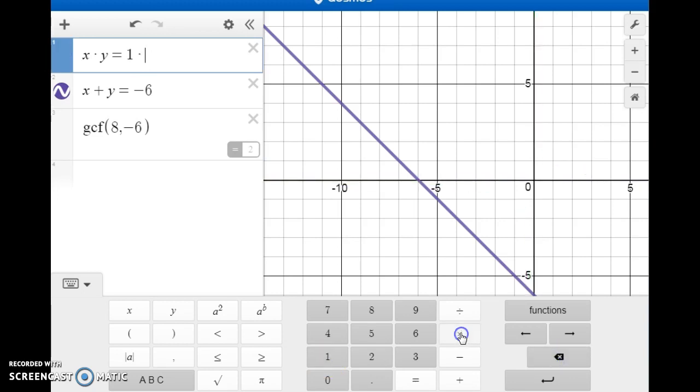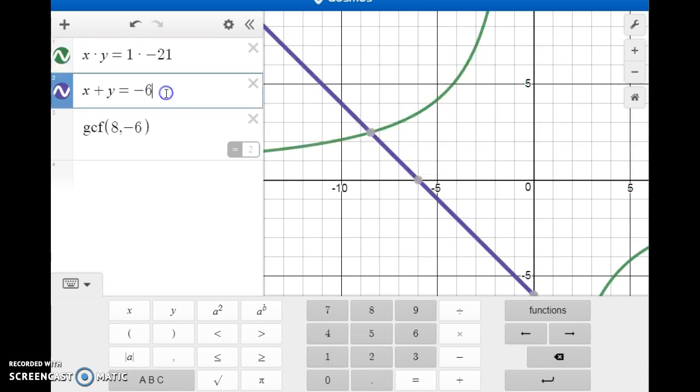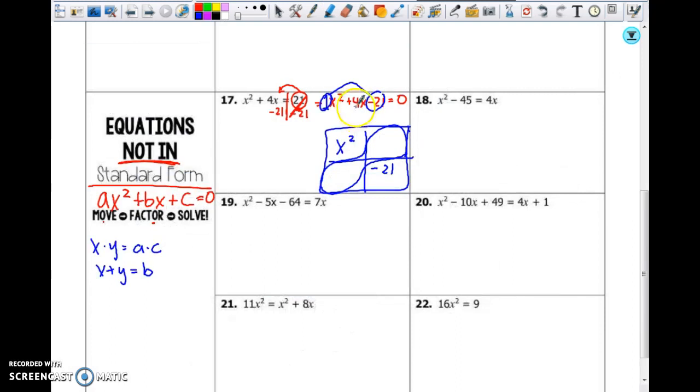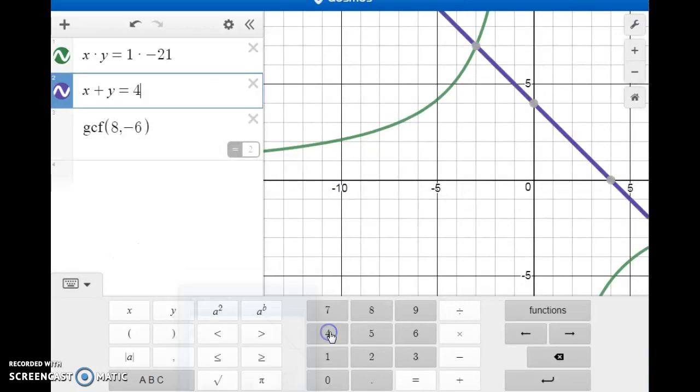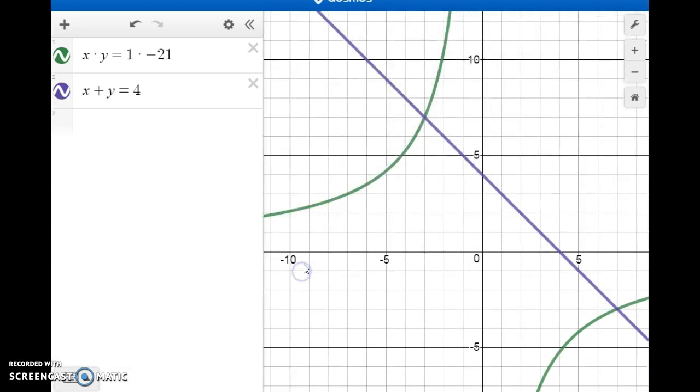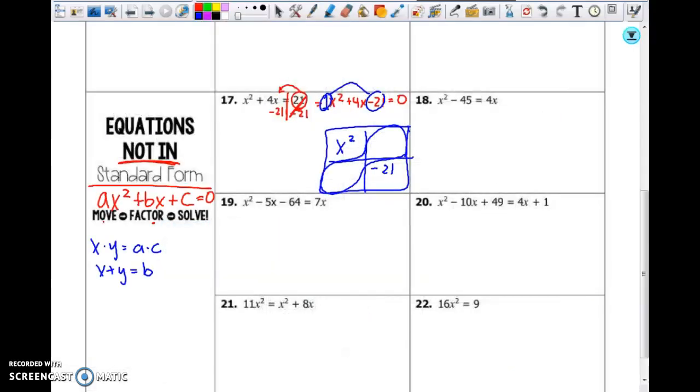Please, if you don't know that, you can always ask your calculator. 1 times negative 21. And then what's my b? A 4, positive 4. So we'll put a positive 4. Look for where they intersect. I'm not going to clear this out. So my missing numbers are negative 3 and positive 7. Doesn't matter where you put them. Negative 3, positive 7. Don't forget this is where your x goes.